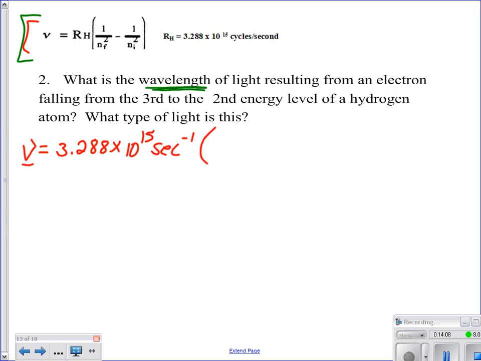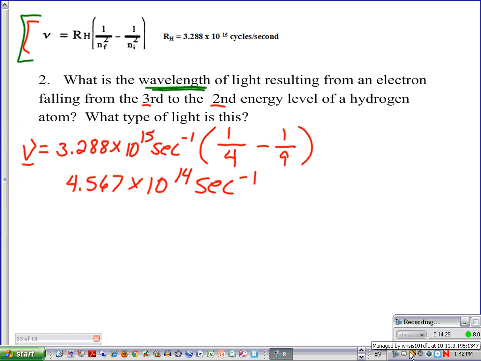And we are going to multiply that times, what is our final? Second. So I'm going to say 1 over 2 squared, which is 4, minus 1 over 3 squared, which is 9. And people are going to calculate. All right, so we've got our frequency figured out.